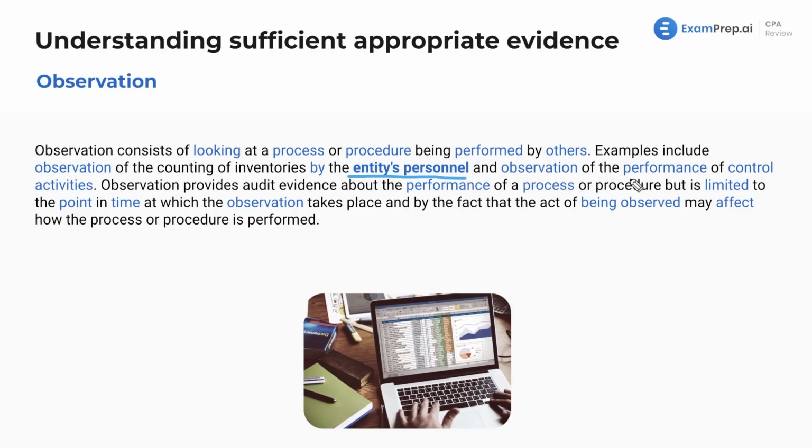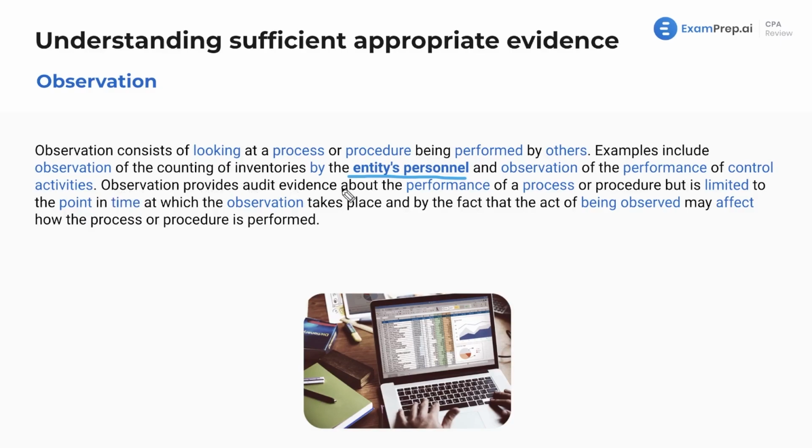And observation of the performance of control activities. Again, we want to make sure that we are watching how the internal controls are actually conducted, making sure that if an employee submits a receipt for reimbursement, we want to actually test that. We want to observe, okay, they submit a receipt for reimbursement, that gets sent to a manager for approval, then that gets sent over to the department, which will then reimburse the employee for their expense. You want to make sure that those internal controls are functioning properly by observing them.